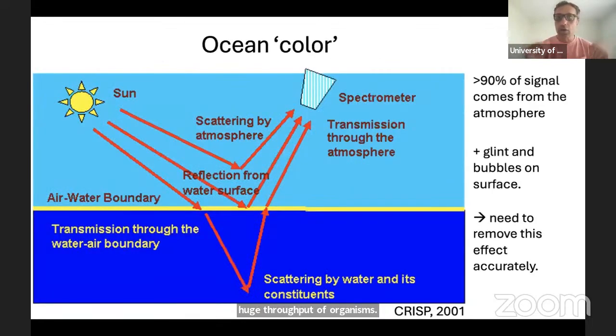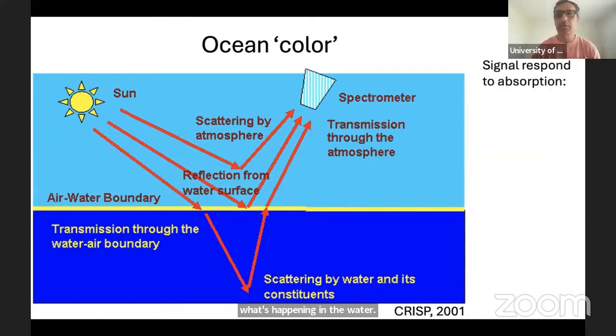So how does ocean color work? 90% of the signal that you're measuring from a satellite, that was reflected by the atmosphere and ocean, actually comes from the atmosphere, as well as from glint, which is simply the reflection at the ocean surface, and from bubbles and breaking waves. So one of the hardest tasks that we, my community of oceanographers interested in ocean color, have to do is to remove the effect of the atmosphere, extremely accurately, in order to say something about what's happening in the water. And that's a big activity I'm not going to talk about at all.